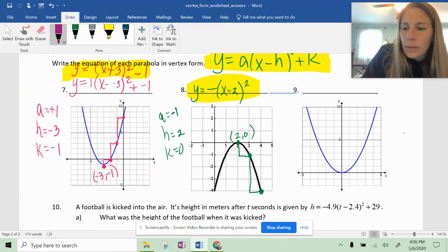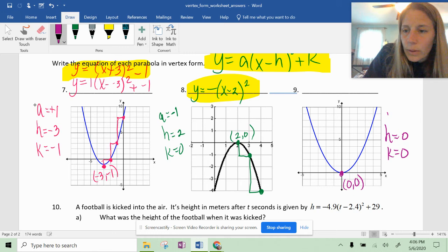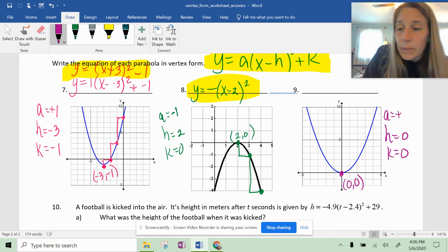So again, the first thing we want to do is identify that vertex. So this one is 0, 0. So we know the h is 0. We know the k is 0. We know it's opening up, so your a value is positive.